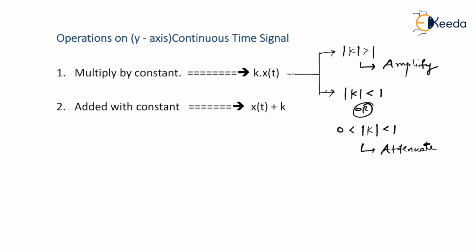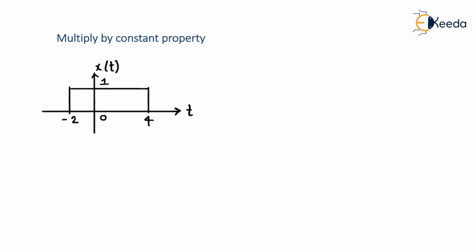Again, when it comes to addition of k with x of t, this k can again be positive or negative. So in a way, whether you add or whether you subtract, the only operation it is going to perform is what we call the standard clamping operation. So we will see one by one. First of all, we will see multiply by constant. So now here we will see the multiply by constant property.